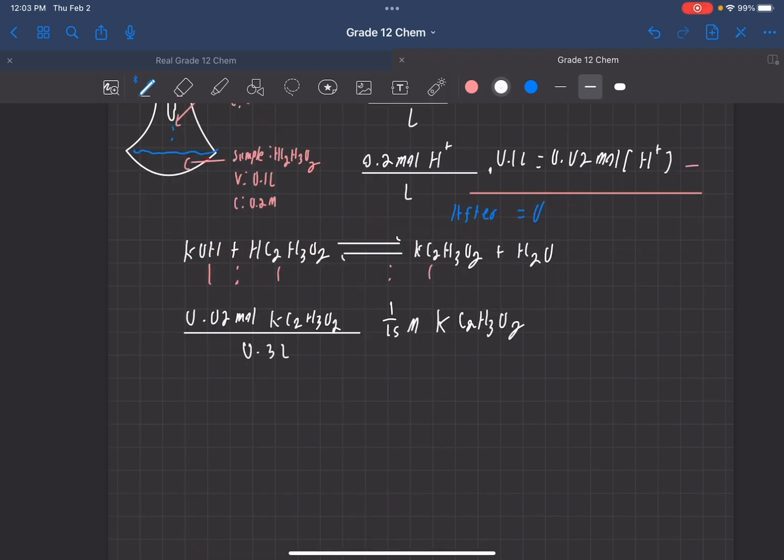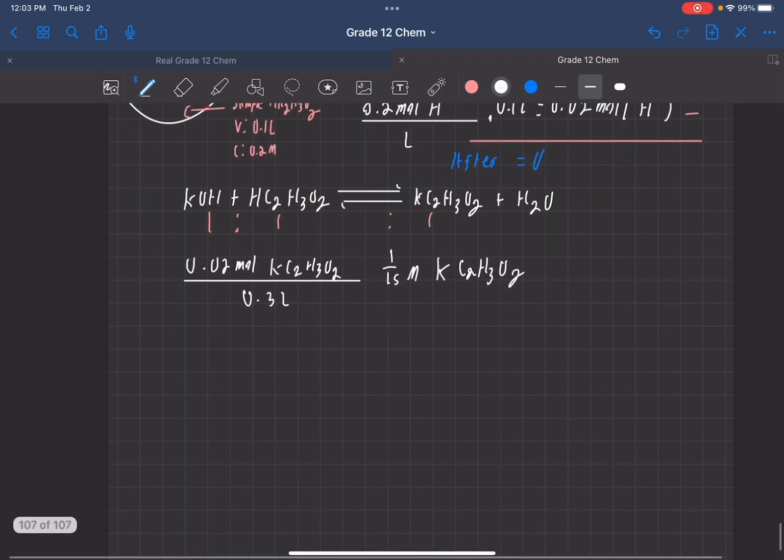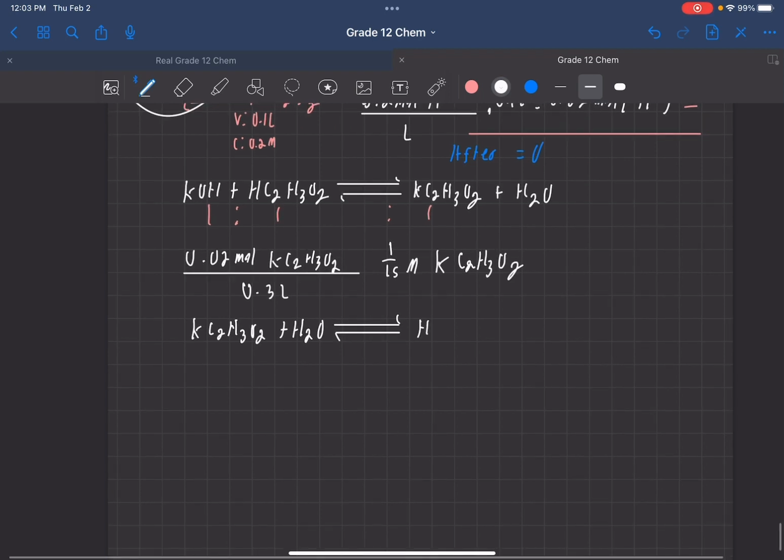All right, so now let's write our ice table. So we have our potassium ethanate salt, and that is going to react with water to form its conjugate, right? HC2H3O2, or ethanoic acid, plus hydroxide, right? So what is going on with the K?